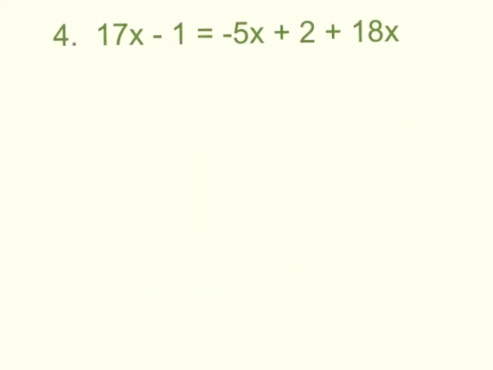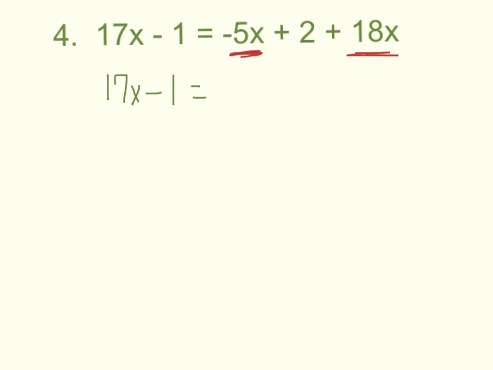Example number 4, our last example. 17x minus 1 equals negative 5x plus 2 plus 18x. Step 1, no parentheses, no problem. Step 2, combine like terms. Absolutely, do not ever start moving things across that equal sign until you've combined everything. That 17x minus 1, I can't do anything with that. But over on this side, I have an x term and another x term.